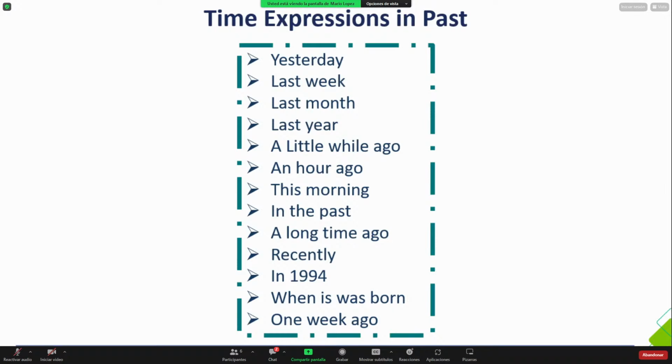A long time ago, hace mucho tiempo. Recently, recientemente. In 1994, en 1994. In this case, we can use with any year. Podemos usarlo con cualquier año.